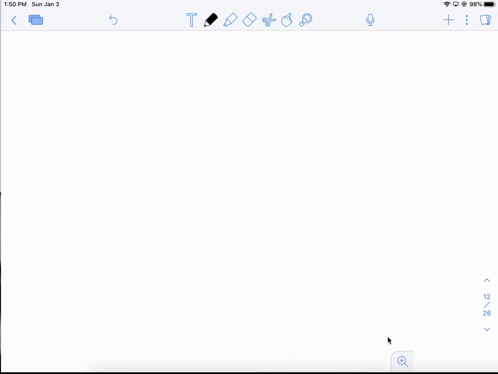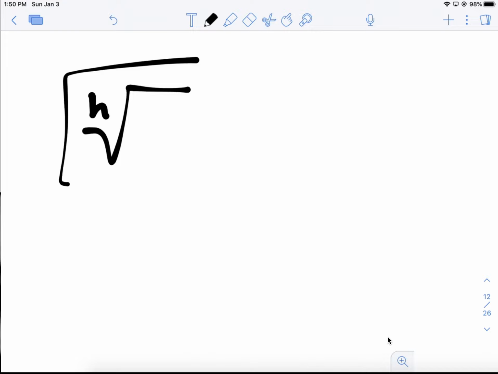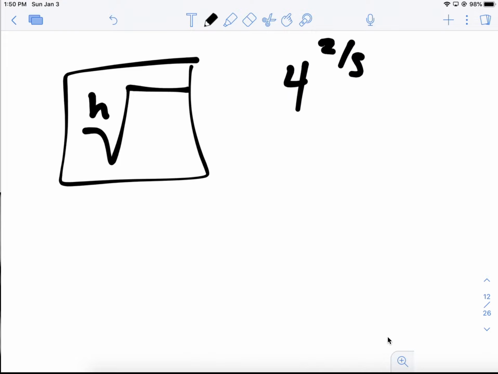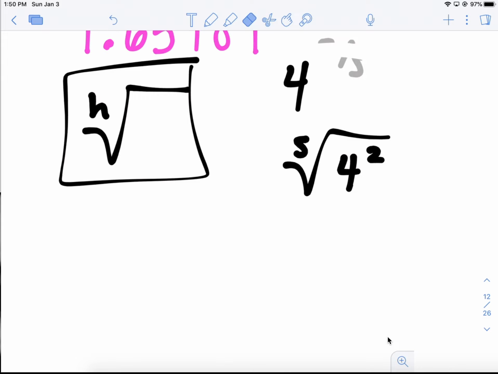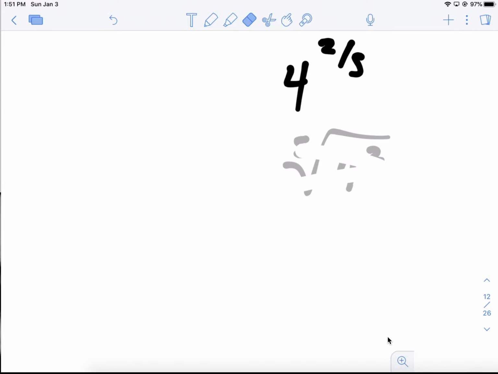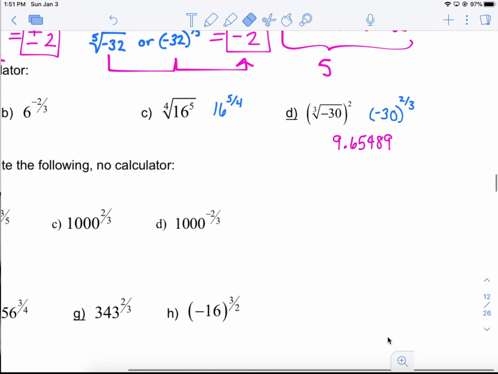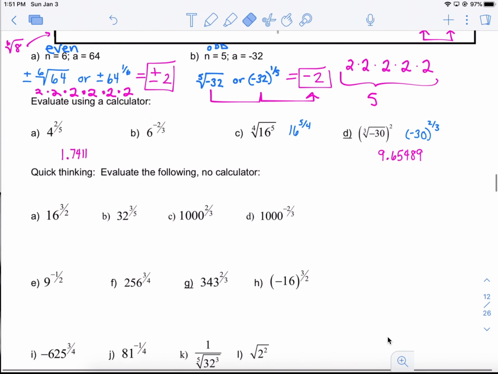You could even do the button that has the nth root. If you do that, you could write it out. Remember, it was 4 to the 2/5. You could write it out as the 5th root of 4 squared, and you could type it in like that. It's all the same thing. On these first ones, we're going to type them in a calculator though, and we're going to get the answers from those. So if I type in A, B, C, and D, you should get those answers. I'm not going to show you a calculator right now, but that's how you would type them in. Go ahead and copy those down for a second, and then we'll focus on the bottom.